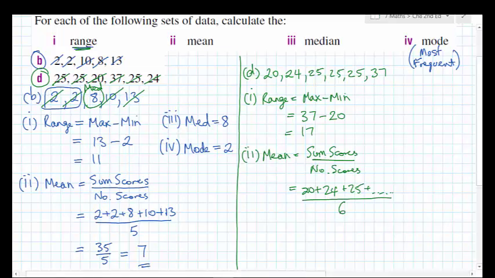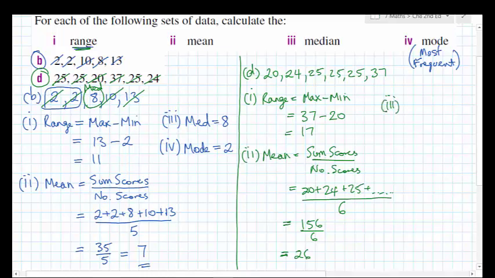Now, because these numbers are quite big, I can actually use my calculator to sum them up. So that's going to equal 156 over 6. When I do that in my calculator, it ends up being that my mean is 26.